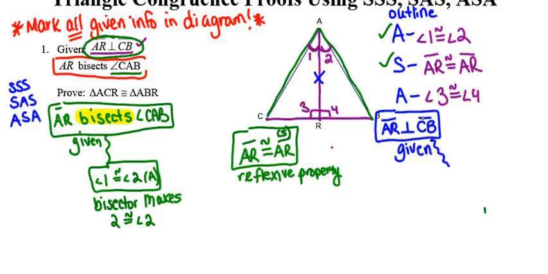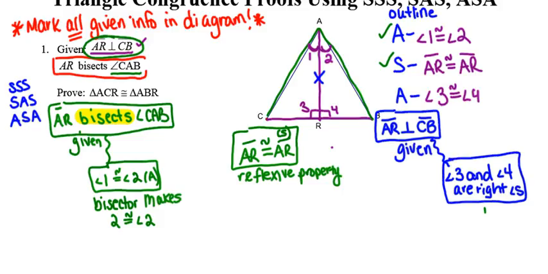Due to the fact that these two segments are perpendicular to each other, that tells me that the angles that are formed at point A, angle 3 and angle 4, are right angles. It doesn't tell me anything about them being congruent yet, but that word perpendicular means forms right angles. So I know that angle 3 and angle 4 are right angles.